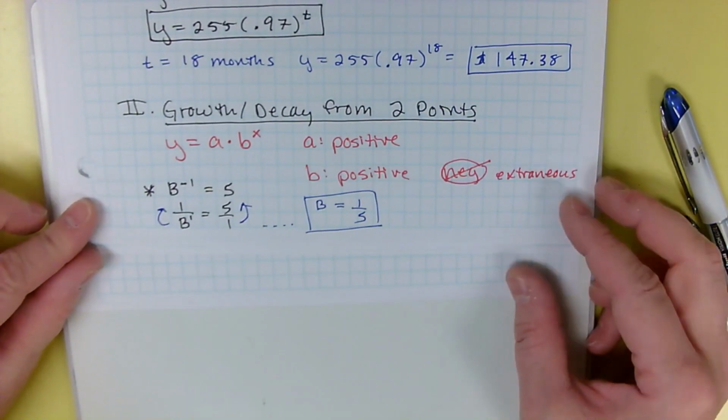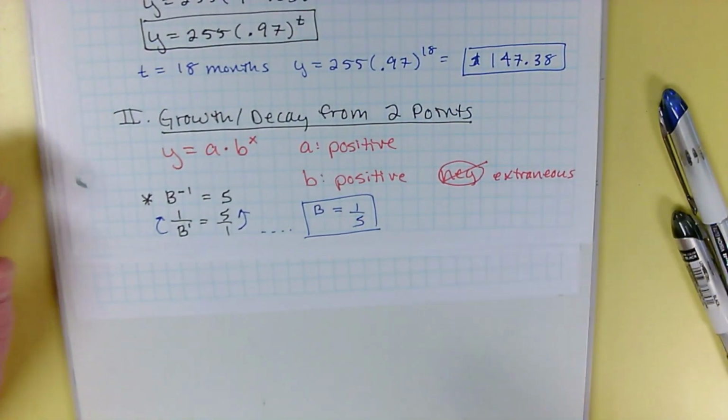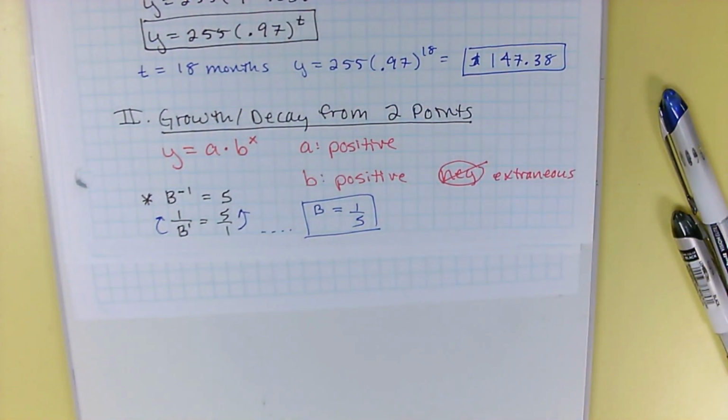Yeah? What is it called when you have two negatives? When your A and B are negatives, what is it called? Extraneous. Yep.